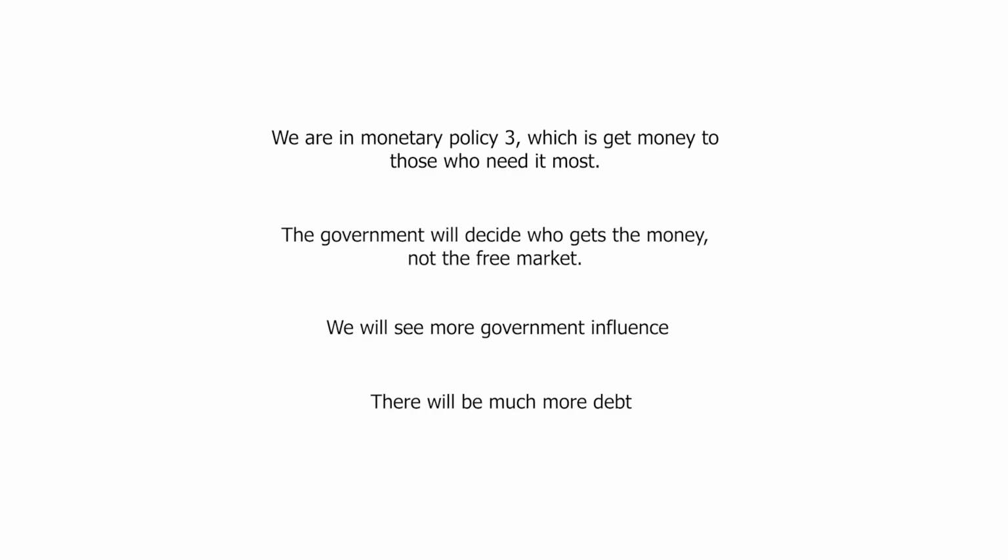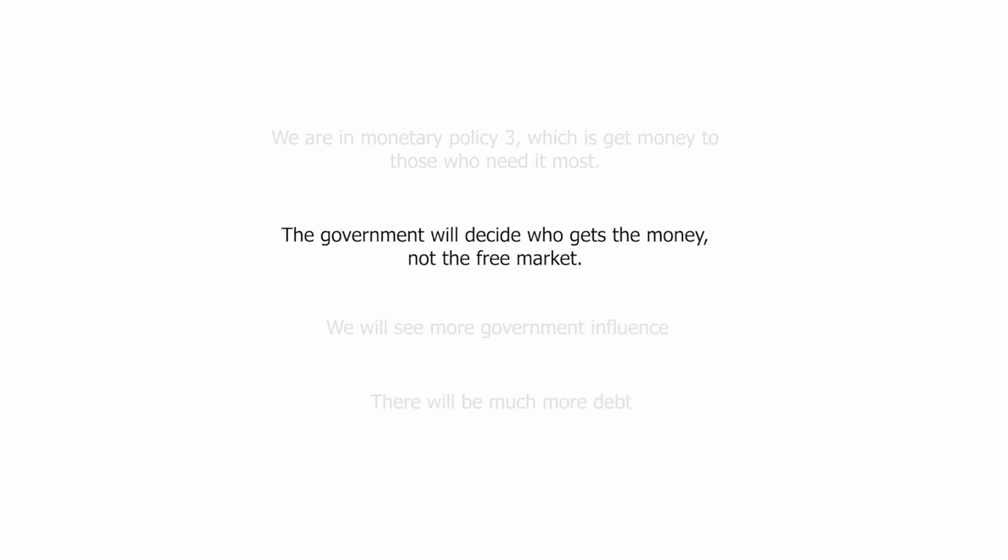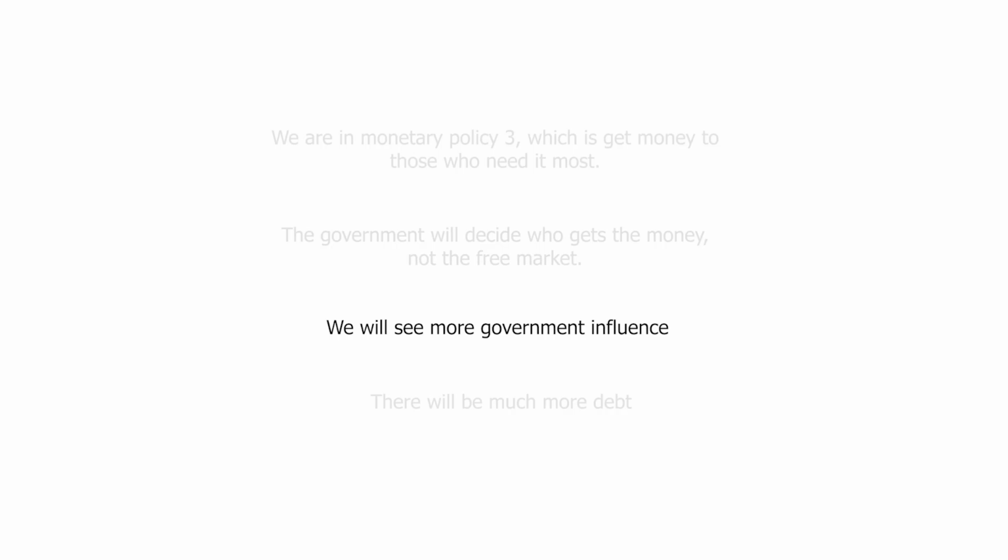As Ray just said, monetary policy 3 is to get money flowing to those who need it most. However, it's going to be the governments who choose who are the ones who need it. It will not be the free market. This means that we are going to see much more government involvement in how this money is spent, and it will largely depend on who gets elected.